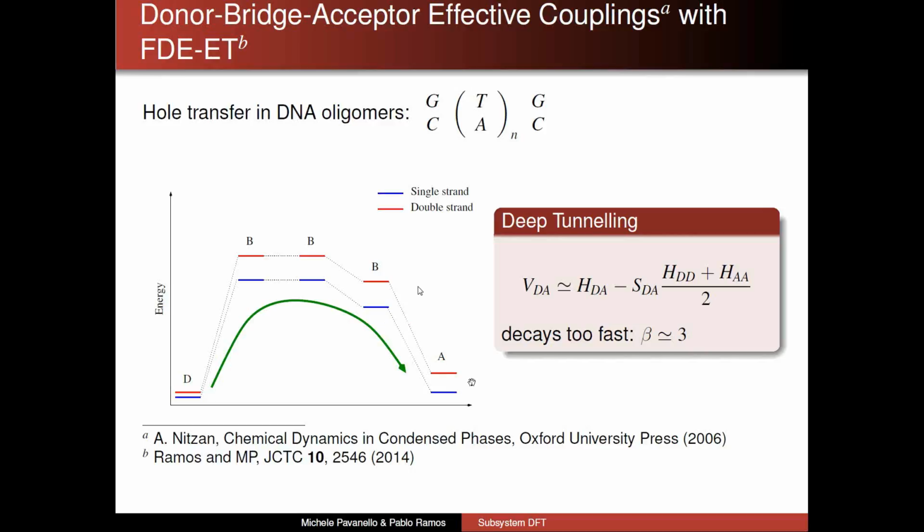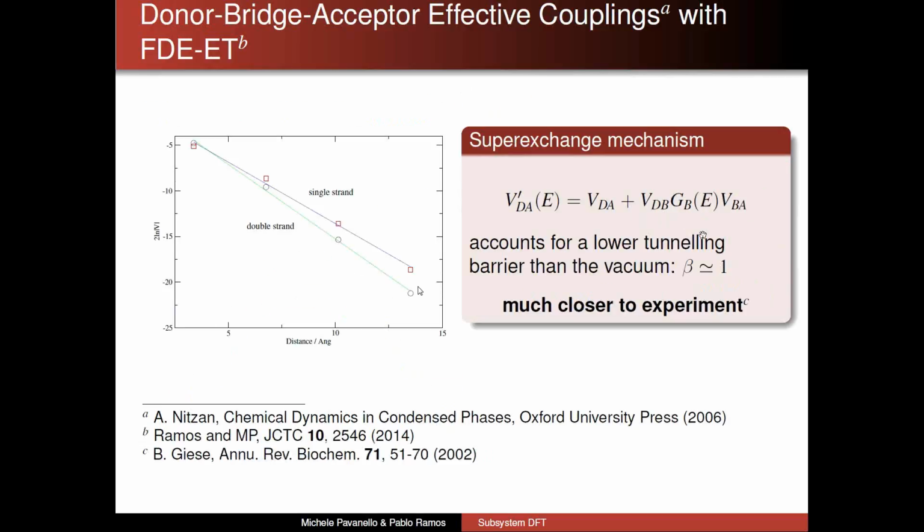So Pablo Ramos had to calculate couplings between donor and bridge states, acceptor and bridge states, and bridge states, and then make a big Hamiltonian matrix, determine the Green's function for the bridge, and then compute the effective superexchange coupling between donor and acceptor. And that yielded a good number.